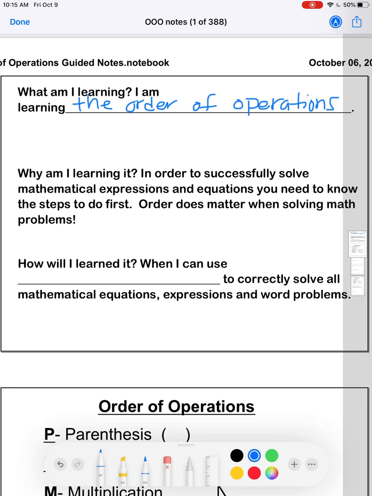In order to successfully solve mathematical expressions and equations, you need to know the steps to do first. Order does matter when solving math problems. How will you know when you have learned it? When I can use the order of operations to correctly solve all mathematical equations, expressions, and word problems.